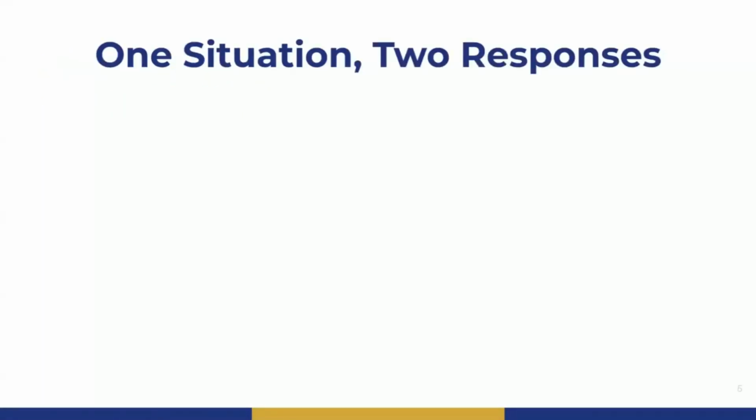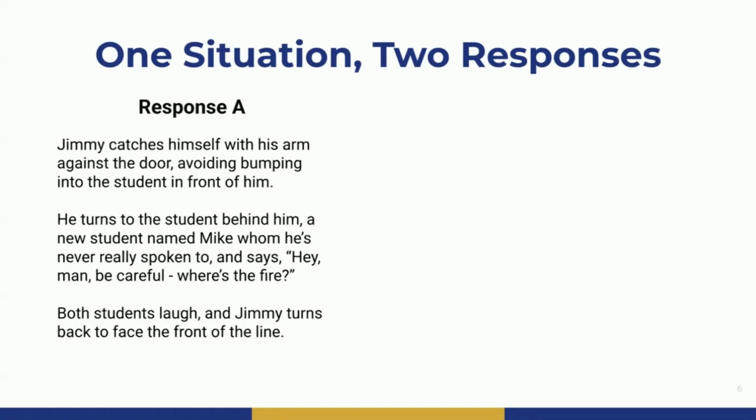Next, consider these 2 responses. In response A, Jimmy catches himself with his arm against the door, avoiding bumping into the student in front of him. He turns to the student behind him, a new student named Mike, who he's never really spoken to, and says, "Hey man, be careful, where's the fire?" Both students laugh, and Jimmy turns back to face the front of the line.